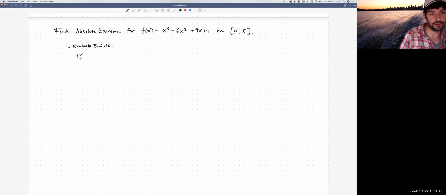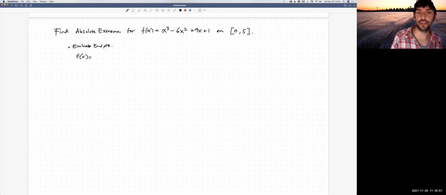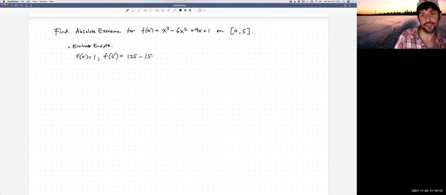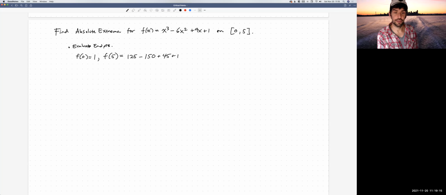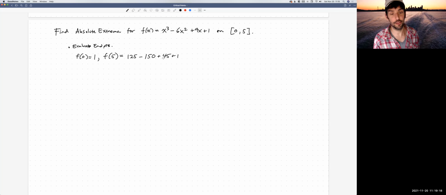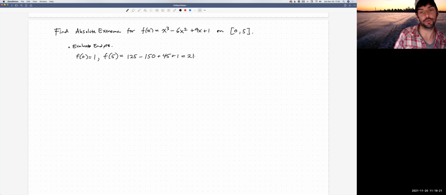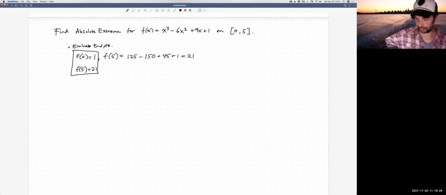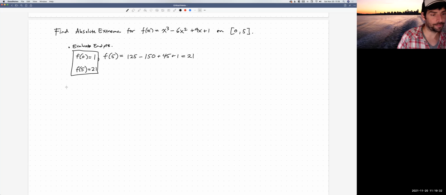So we can start with f of 0. F of 0 is easy enough. Put in zeros for all of these, you get 1. F of 5, well, we get 5 cubed is 125 minus 6 times 5 squared, which is 150. So 25 times 6 is 150 plus 9 times 5 is 45 plus 1. So it looks like we have 125 minus 150 is negative 25 plus 45 is 20 plus 1 is 21. We get 21. So I'm just going to write this more simply right here, and I'm boxing them because we're going to need them later to compare. There's the values of the endpoints. I just put them off to the side.